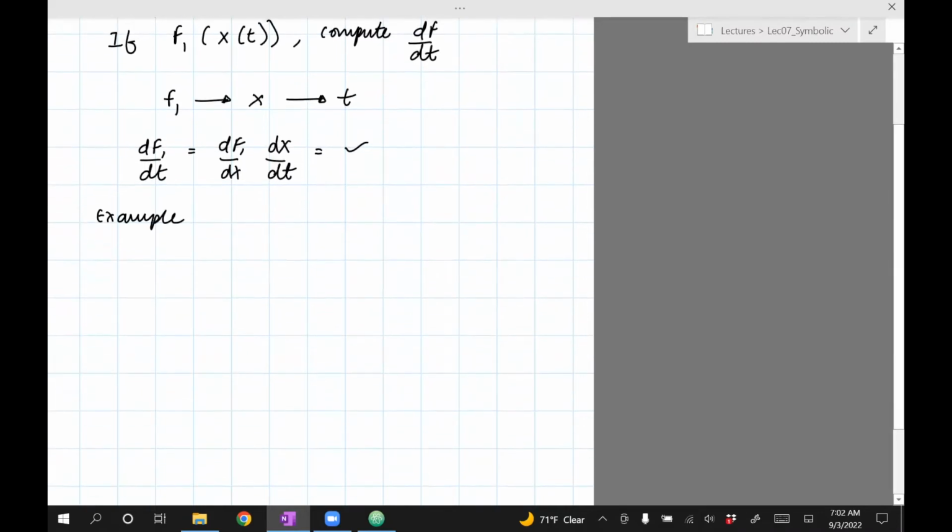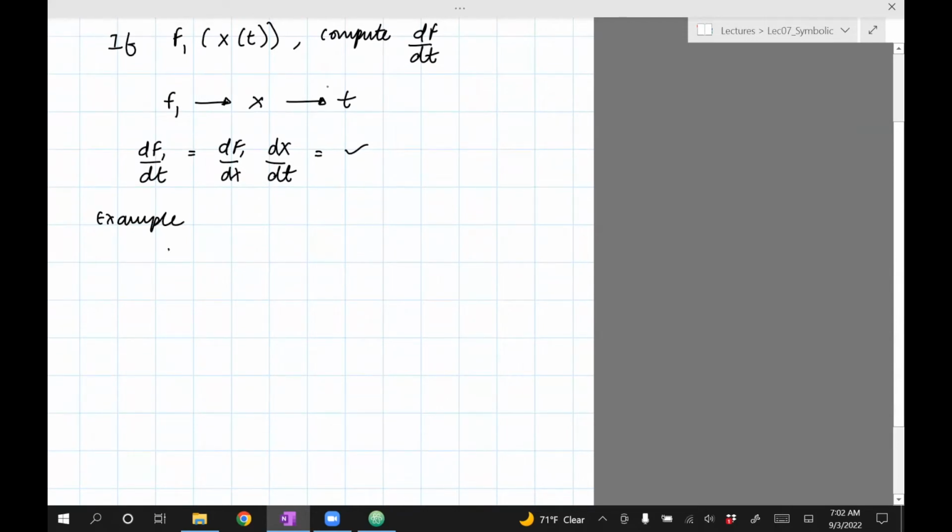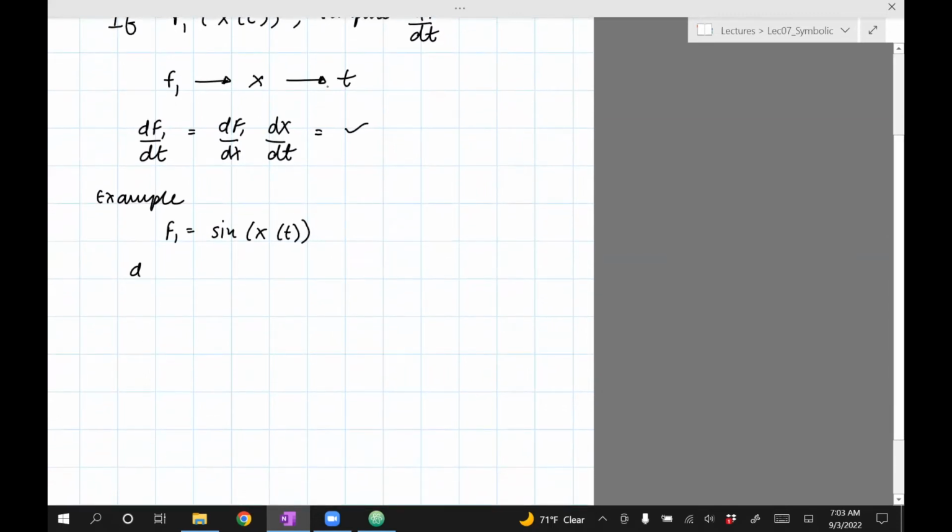Okay, the example is f1 is sine of x of t. So using the chain rule, f1 in this case is a function of x, and x is a function of t. So df1/dt is df1/dx times dx/dt.